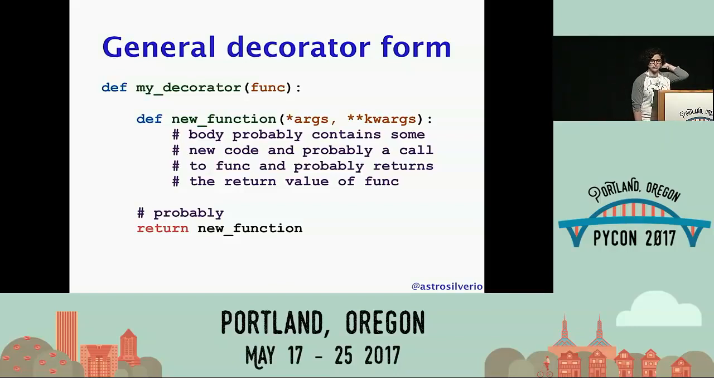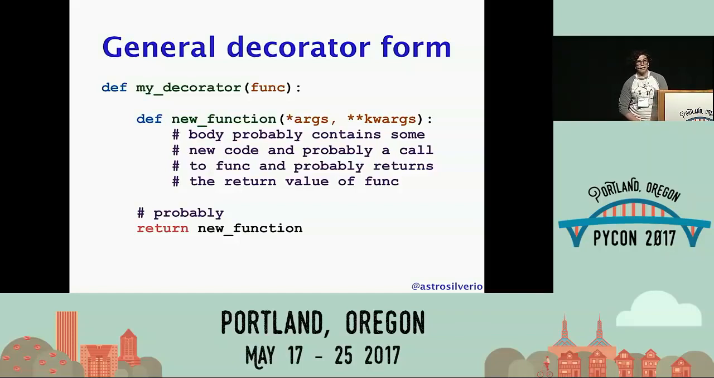And in terms of what this new function looks like, because it's going to replace the decorated function, it needs to have the same signature as func. So a common way of ensuring that is just to splat the arguments to the new function. So that's what I've done here.